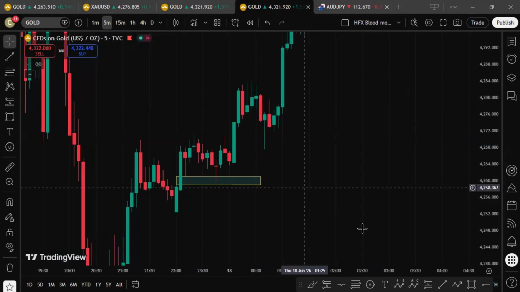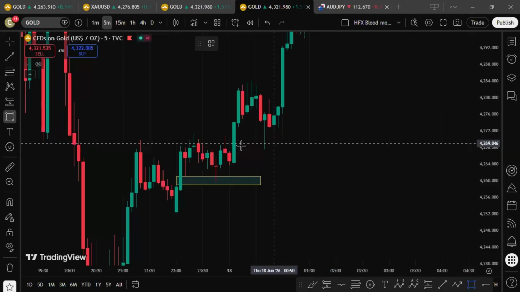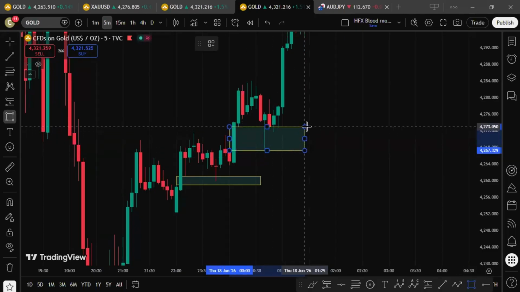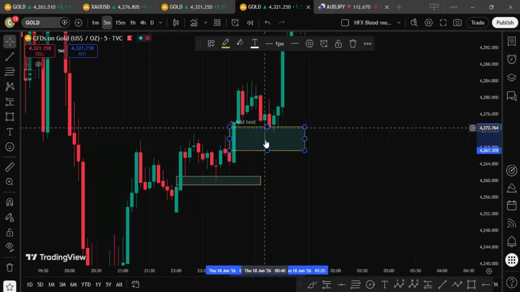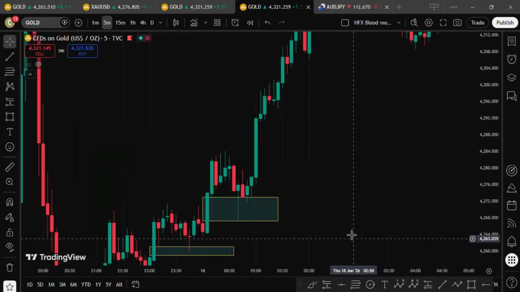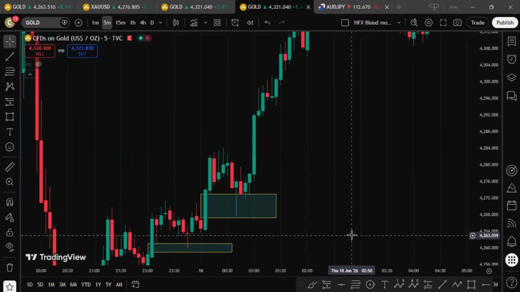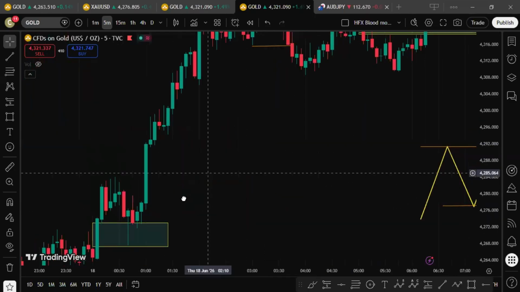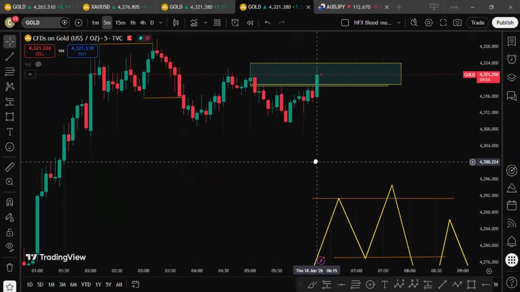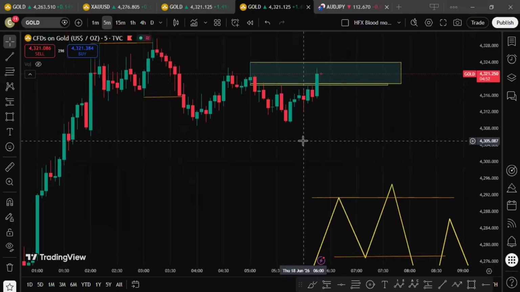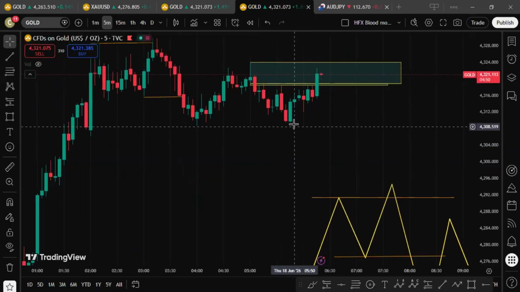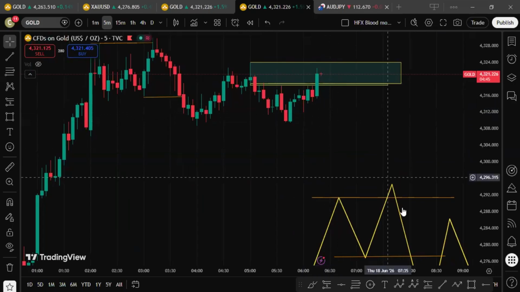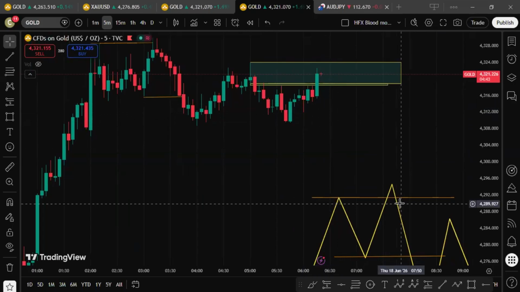Then what happened? It came back into this. So this was my entry. I waited for this zone, right? So this is my entry and it tapped in, then disappeared, right? So we can employ the same thing here. Waiting for this low here to be taken out, then wait for another confirmation, then we sell, right?